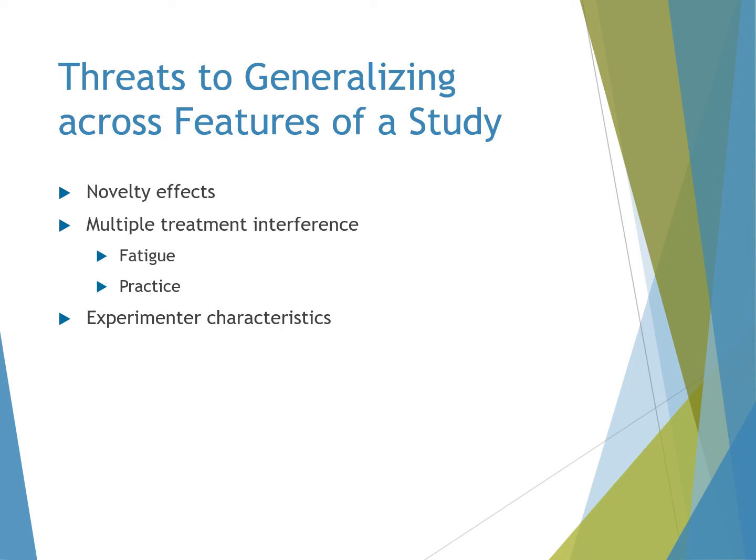Multiple treatment interference is particularly an issue if we're having people participate in more than one treatment condition. They might either get tired or get better with practice. This is something we worry about with repeated measures designs or within subjects designs where people are doing multiple conditions. And then experimenter characteristics can also play a role. Sometimes the experimenter's behavior can influence the participant's behavior, and just the experimenter's demographics can influence the participant's behavior.